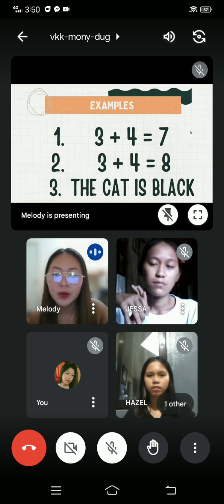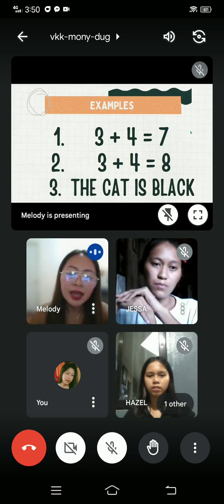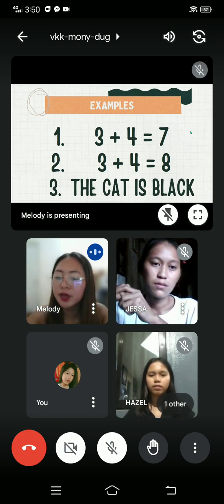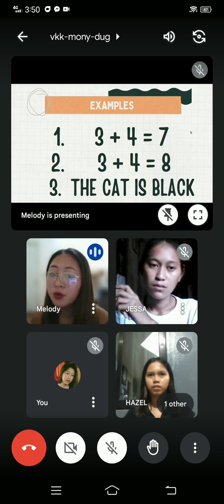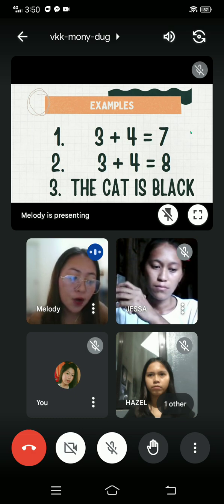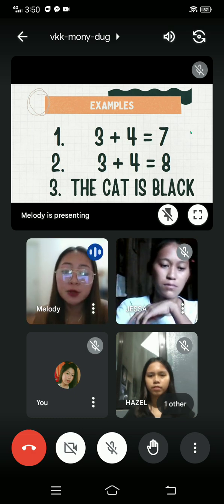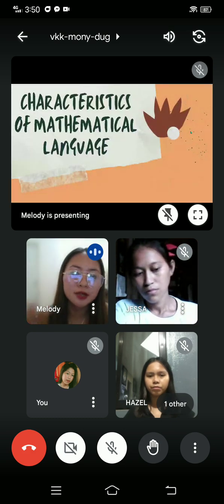And here we have: the cat is black. The truth of this sentence cannot be determined out of context. If the cat being referred to is indeed black, then the sentence is true. Otherwise, it is false. And let's proceed to the three characteristics of mathematical language.